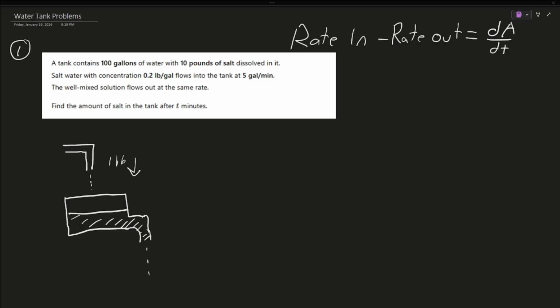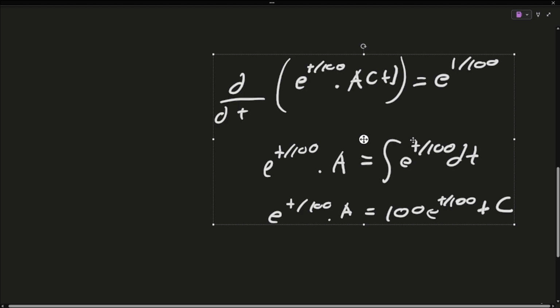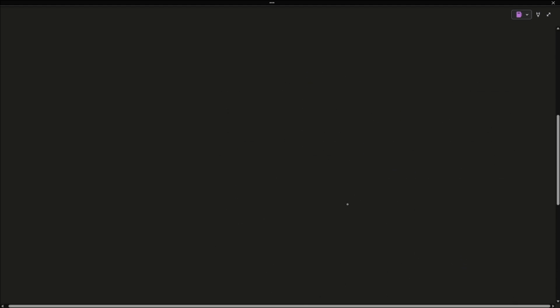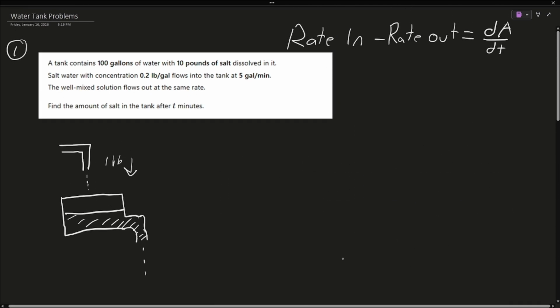So the idea we start using is rate in minus rate out will be equal to the rate of change, which logically should make sense, because if you have some rate in and some rate out, the difference will be your rate of change. So it actually makes a lot of sense. We will be working on these problems right here.